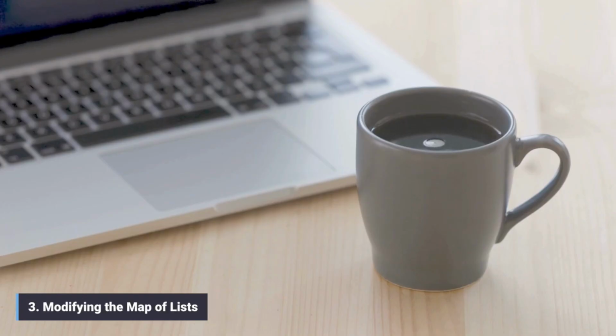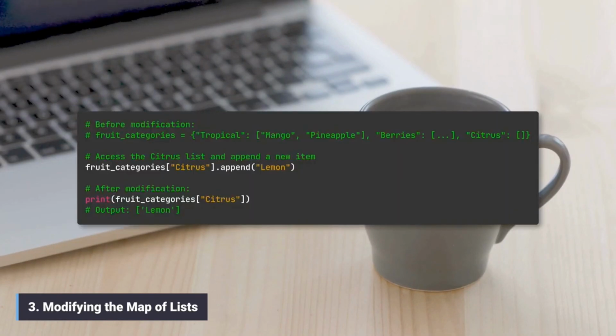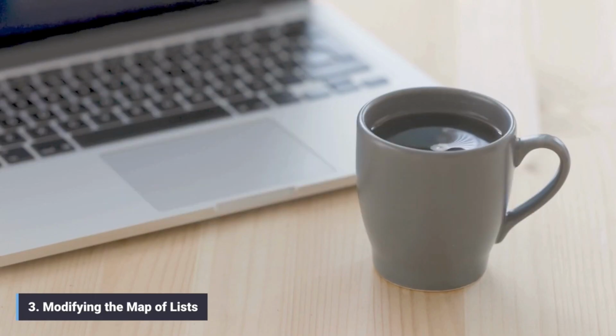3. Modifying the map of lists. Since both the dictionary and the inner lists are mutable, we can add, remove, or modify items easily. We can also add a new category key with its own empty list, ready for data.